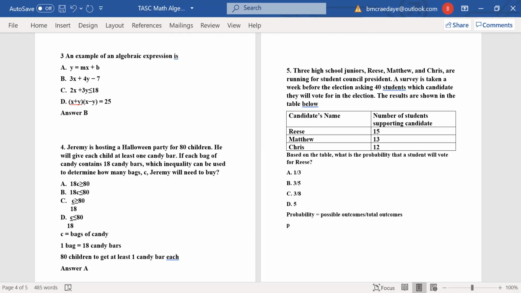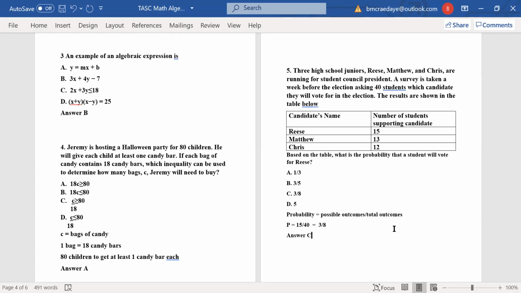Maureen, probability equal. Reese is what? 15. Total is 40, right? Yes. And if you simplify this, divide both by 5, 15 over 5 and 40 over 5, you get what? 3 over 8. Got it? Yeah. Answer C. Very good, Vanessa. Answer C.